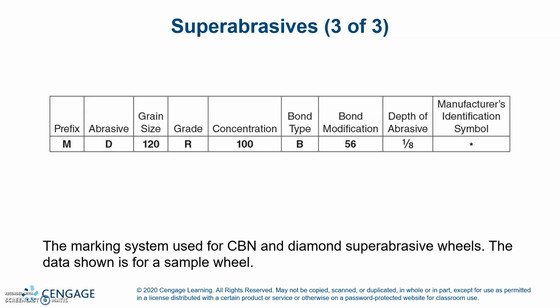The marking system used for CBN and diamond super abrasive wheels. The data shown is for a sample wheel. So prefix M, abrasive D, grain size 120. Grade R, concentration is 100, bond type is B, bond modification is 56, and the depth of abrasive is 1/8 of an inch, and your manufacturer identification symbol.